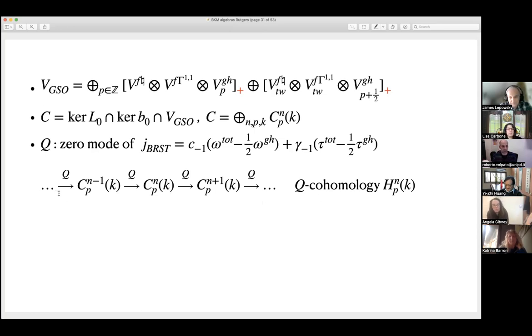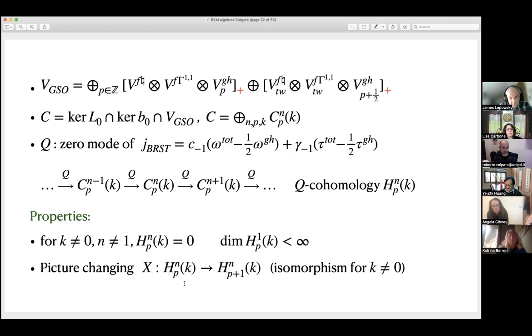So you define your nilpotent BRST operator, and you define the cohomology. Then these cohomology groups have two properties. First, as I said, they are concentrated in degree one, at least for k different from zero. And then essentially you have an isomorphism between different picture numbers, so you can shift the picture by one. Essentially you can just separate the integral pictures and the half integral.